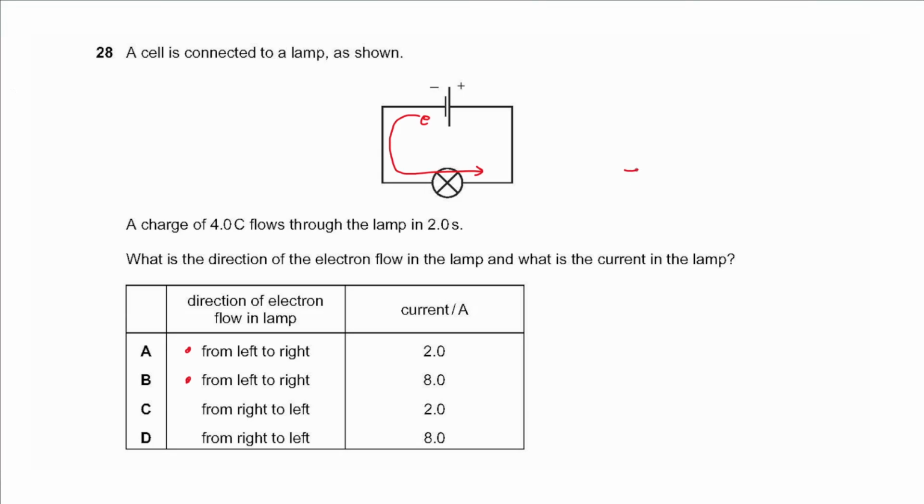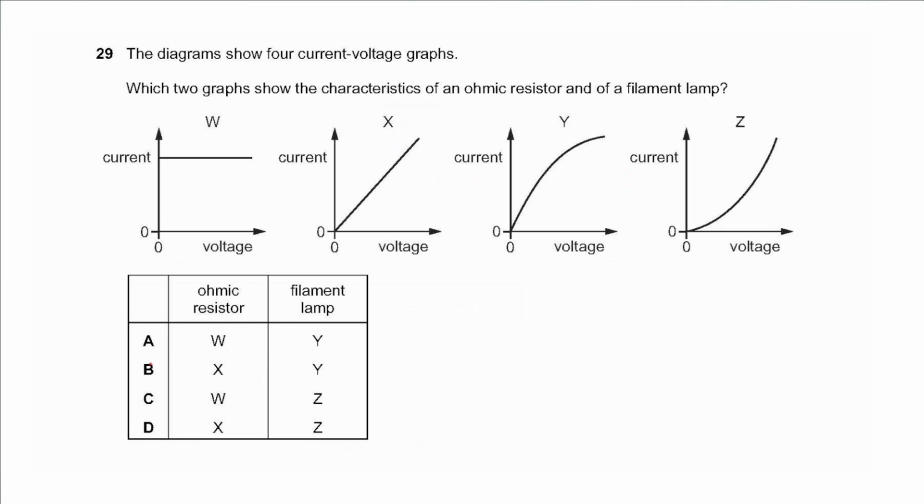And as for the current, we can calculate it as charge divided by time. So we have 4 divided by 2, so the current is 2 amperes. So the common choice here is A. Question 29 says the diagrams show 4 current voltage graphs. Which 2 graphs show the characteristics of an ohmic resistor and of a filament lamp?